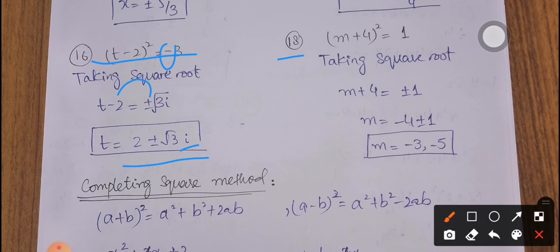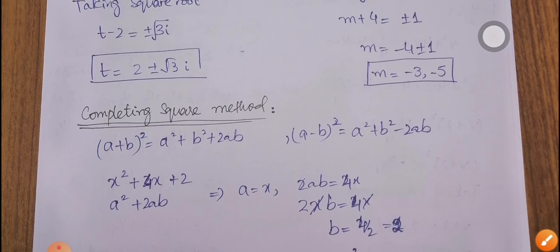Then we have question number 18. (m + 4)² = 1. Taking the square root on both sides, m + 4 = ±1, and then we can shift this 4 to the right hand side. So -4 ± 1, that is -4 + 1 = -3, and -4 - 1 = -5, are the two roots of the given equation.